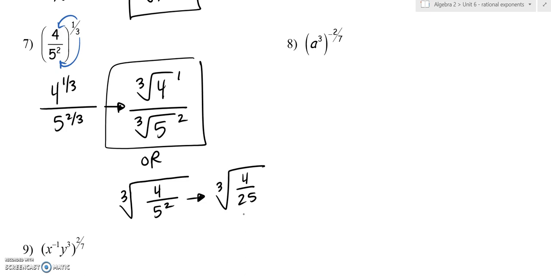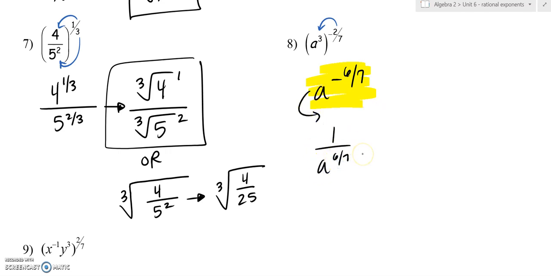Problem 8. Almost there. I'm going to distribute that in. When I distribute that in, I get a to the negative 6 over 7. Took me a second to think about that one. Negative 6 over 7. Then I have a negative exponent. No good. Let's get rid of that. Let's move it to the bottom. When I do that, I have 1 over a to the 6 over 7.